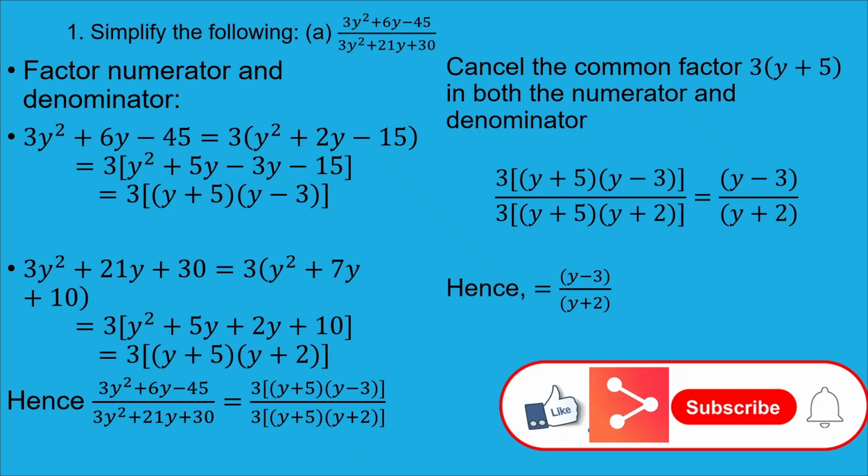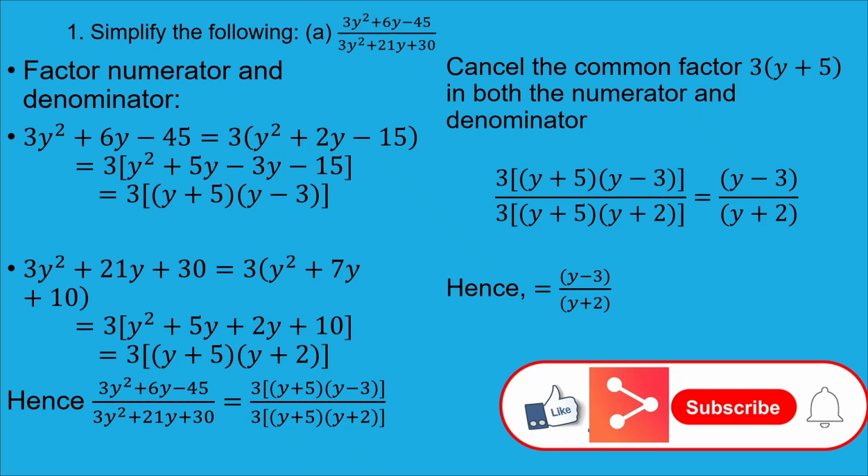Pause the video and try out each number. Number 1, simplify. A, we have 3y squared plus 6y minus 45 all over 3y squared plus 21y plus 30. The first step, factorize the numerator by pulling out the 3 which is common and remaining with the quadratic equation inside the bracket. Then get the sum 2 and the product negative 15 of the quadratic equation. Get the roots, expand the sum to 5y minus 3y, and finally you factorize by getting 3 into y plus 5 into y minus 3.